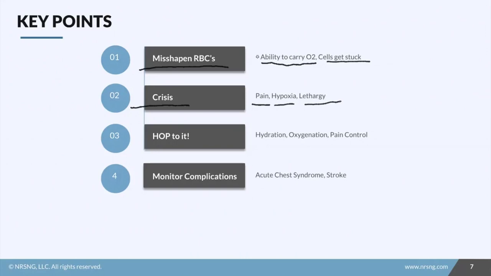If you see a patient that has these symptoms and you know they have sickle cell anemia, what you're going to do is you're going to hop to it. And that means we're going to be giving fluids, we're going to be hydrating that patient, we're going to be giving oxygen if needed, and we're going to be giving them pain control. And last but not least, we're going to be monitoring these patients very closely for those complications that we mentioned earlier, like acute chest syndrome or stroke.